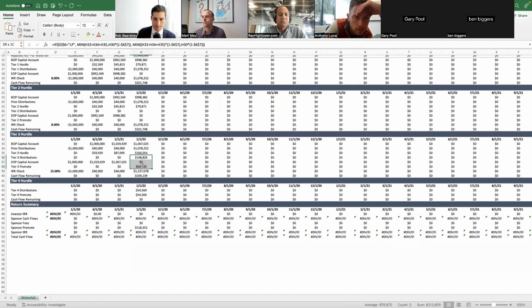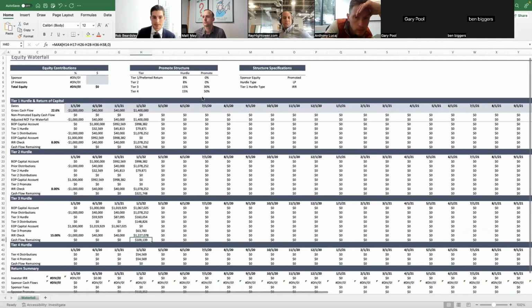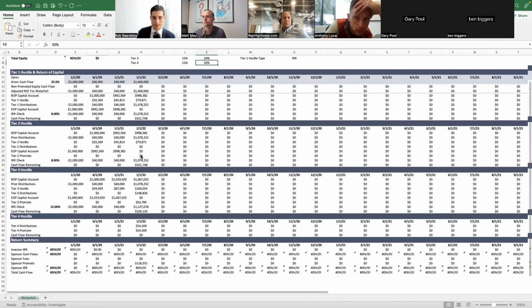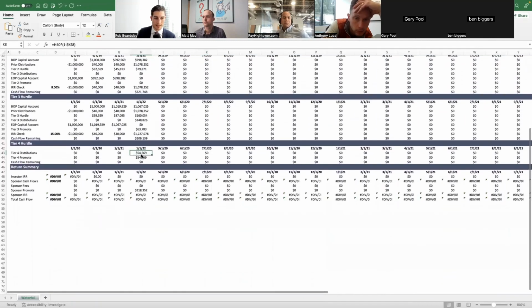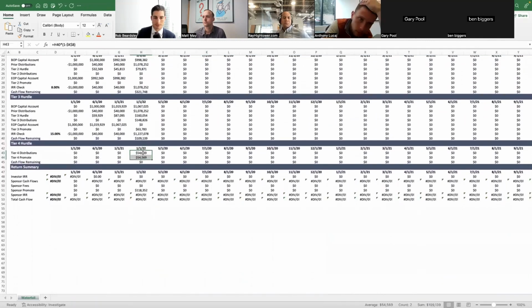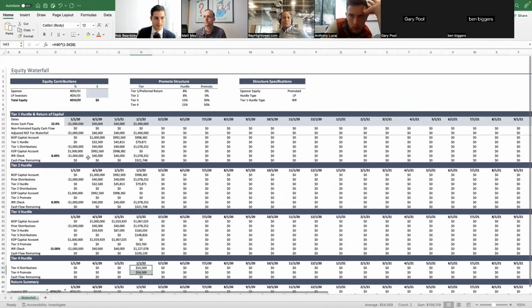So between those two, there's still $109,000 remaining, which then flows to the final tier, which again is that 50% promote tier, or simply a 50-50 split between the sponsor and the investor. And there you can see that the $109,000 is just split 50-50 in that final tier. And that's all there is to do there.